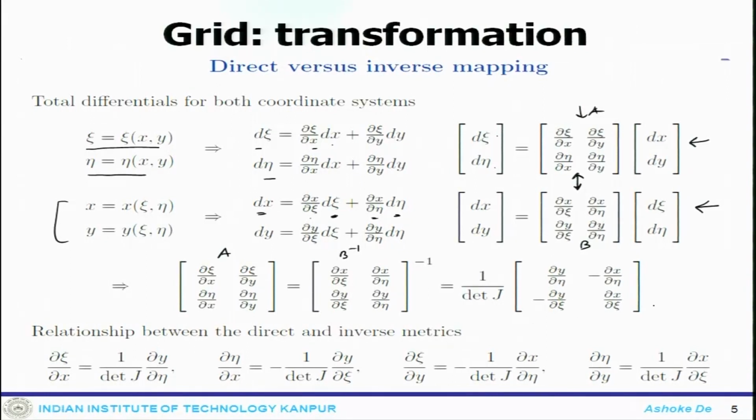Now you can find del xi by del x equals 1 by determinant of J times del y by del eta. Similarly you get del eta by del x, del xi by del y, and del eta by del y. Now you get a nice correlation between all the derivatives, both in the x-y plane and the xi-eta plane, and one can switch from one to another; it is just a matter of a factor of the Jacobian.